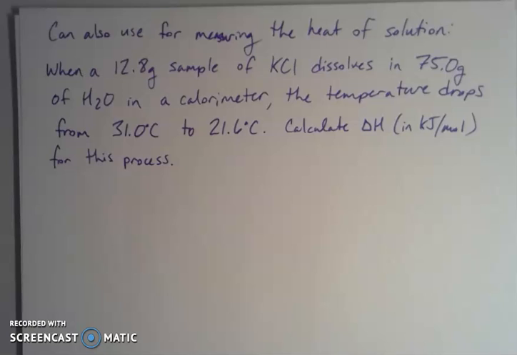Now it asks for delta H in kilojoules per mole, so let's do a quick conversion to kilojoules. I know that there's 1,000 joules in a kilojoule, so that's going to give me 3.453 kilojoules released, and again, releasing is indicated by my negative sign. And now I just need to calculate my number of moles. So I have 12.8 grams, use my molar mass, and I end up with 0.172 moles. Now I take my kilojoules divided by my moles, and I end up with a delta H of negative 20.1 kilojoules per mole, which means that it's exothermic.